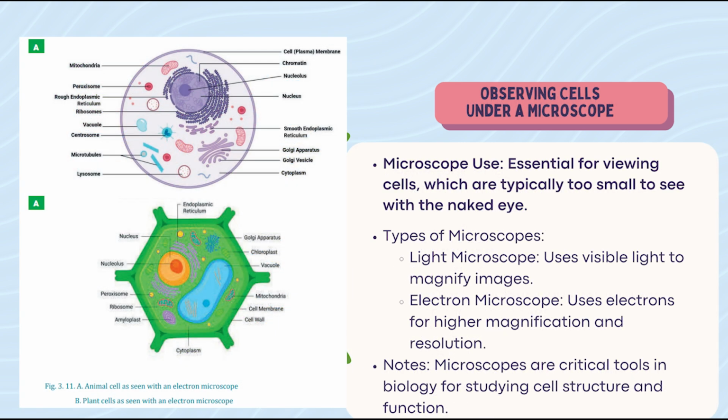Observing cells under a microscope. Since most cells are invisible to the naked eye, we use microscopes, like the light microscope or electron microscope. The light microscope uses visible light, whereas the electron microscope gives us super detailed images, and thanks to microscopes, we can observe the incredible complexity of life.